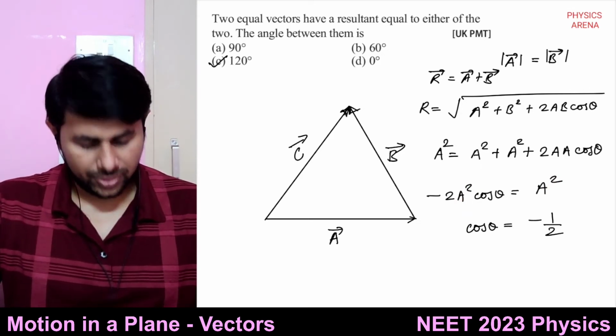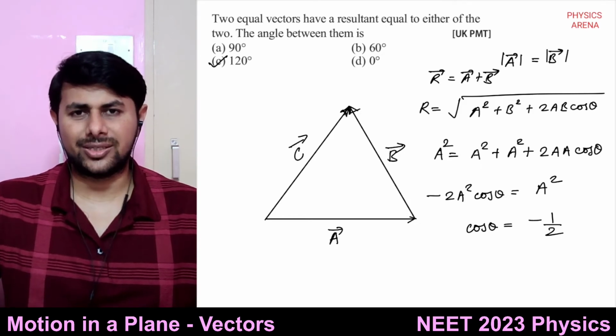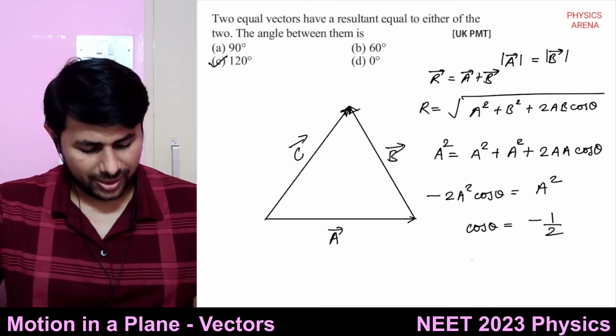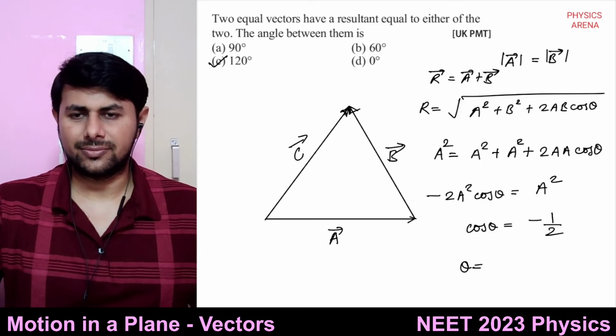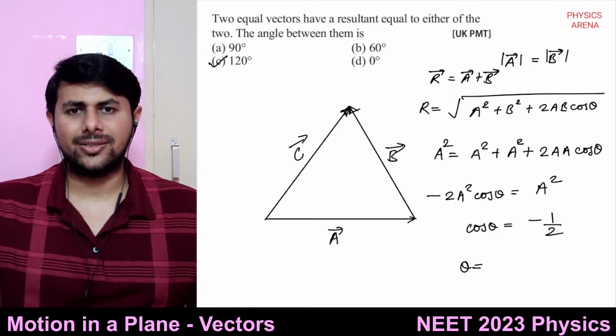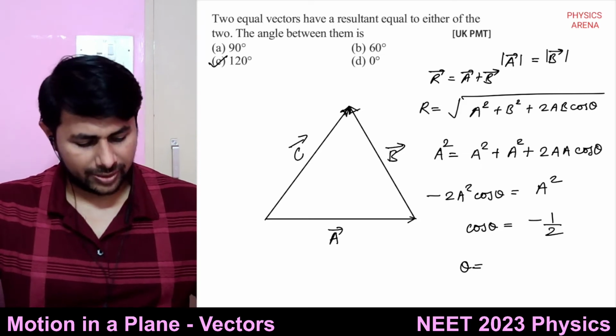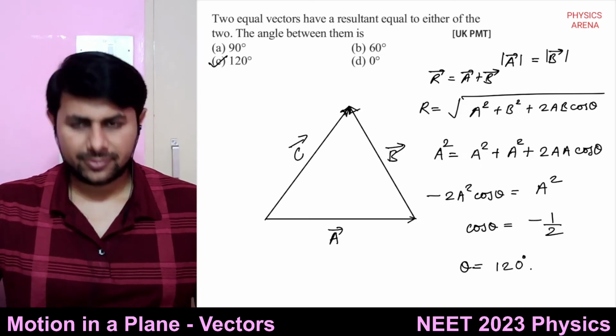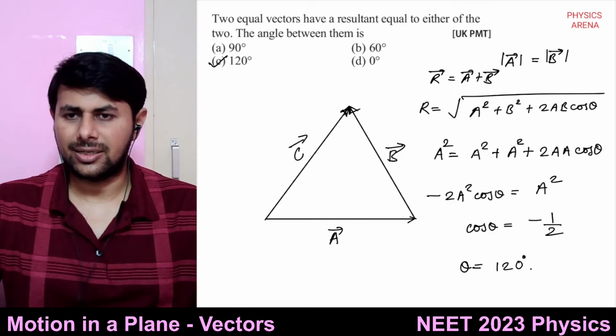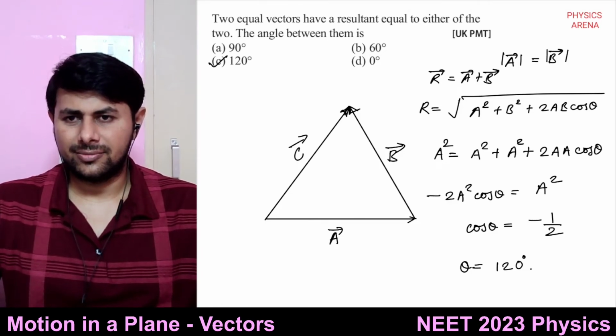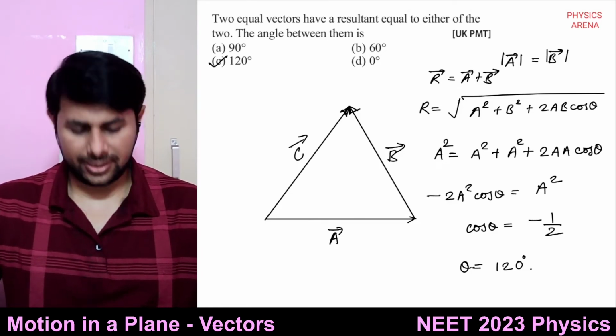Okay. So cos 60, we know, is 1 by 2. So how much must theta be? It must be 180 minus 60 degrees. Right. So it is 120 degrees. Yes, sir. So these are simple problems.